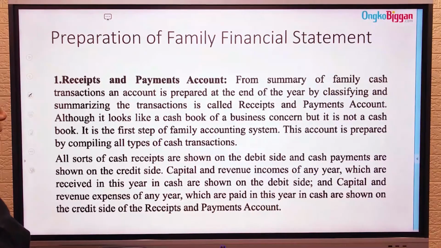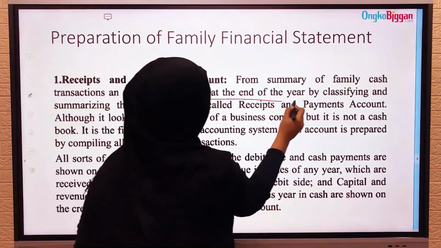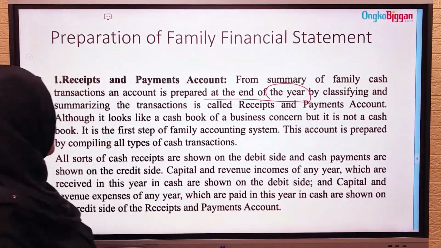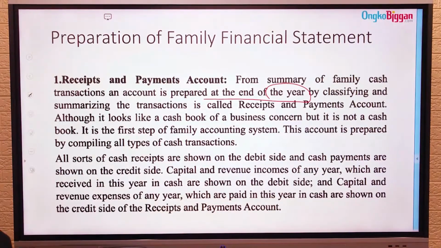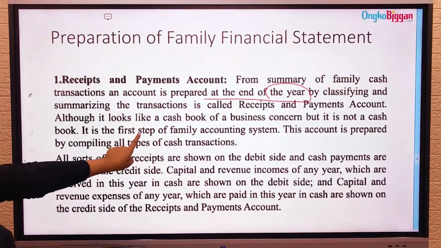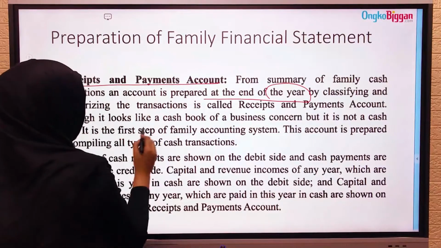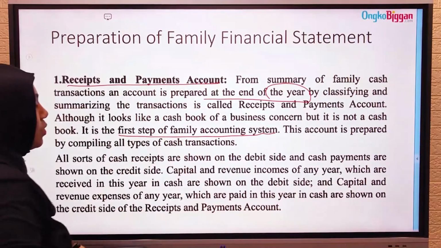So preparation of family financial statements, what does that mean? From the summary of family cash transactions, an account is prepared at the end of the year. This is important: at the end of the year. By classifying and summarizing the transactions, it is called the receipts and payments account. Although it looks like the cash book of a business concept, it is not a cash book. It is the first step of the family accounting system. So receipts and payments is the first step.